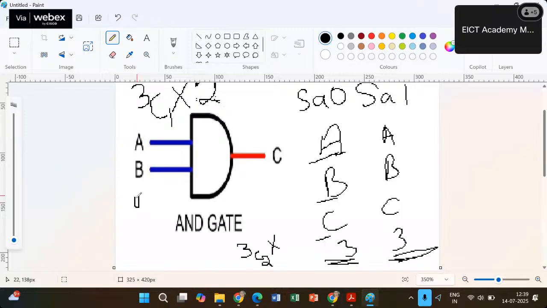So 2 faults can happen on one branch. It can be stuck at 0. Another branch it can be stuck at 0. One branch it can be stuck at 1. Another branch it can be stuck at 0 and vice versa. And it can be 1, 1.